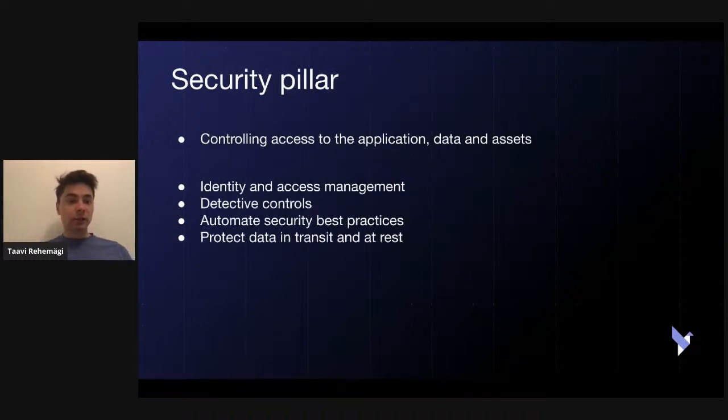Then we have the security pillar. This pushes you to control the access to the application, access to data, access to assets, and it relies on 4 things: identity and access management, detective controls. So trying to continuously check for events that you should know about and the posture. It pushes you to automate security best practices and protect data in transit and at rest.